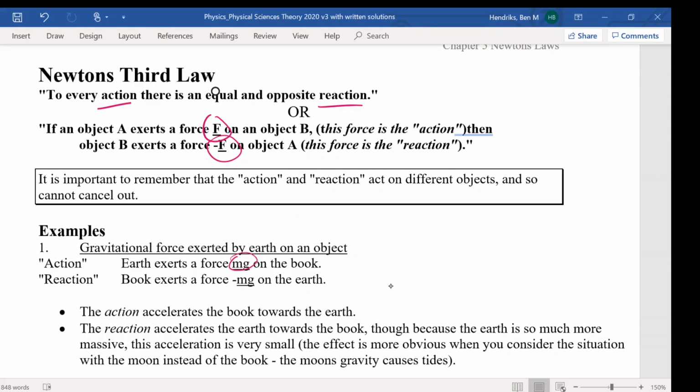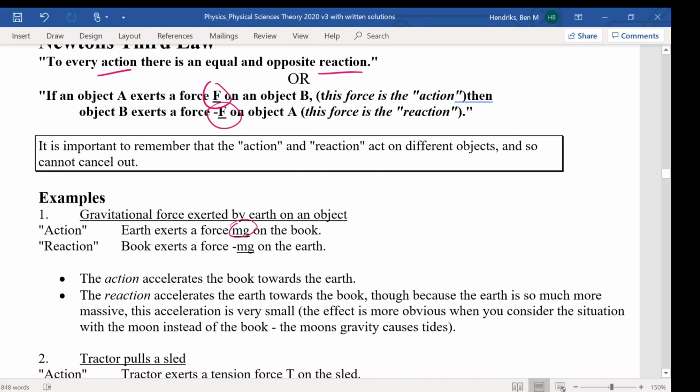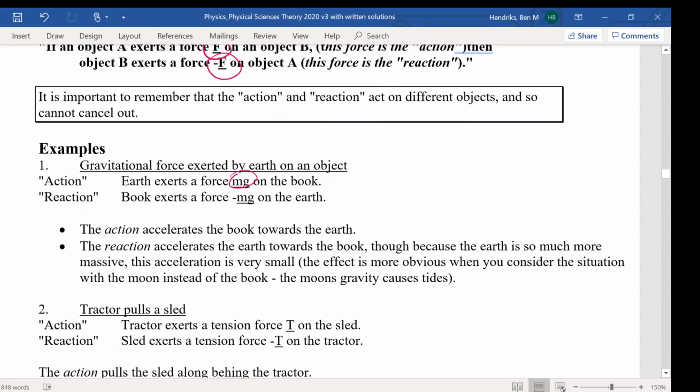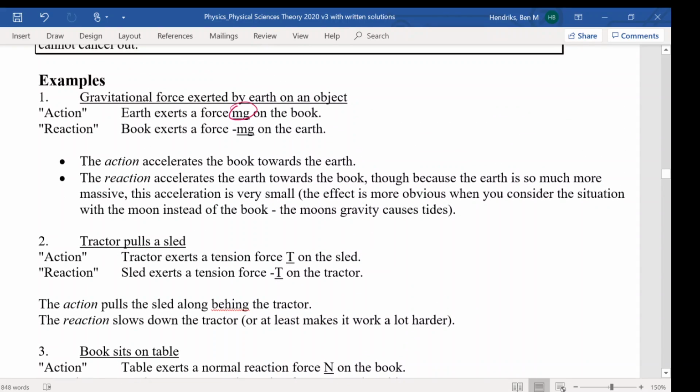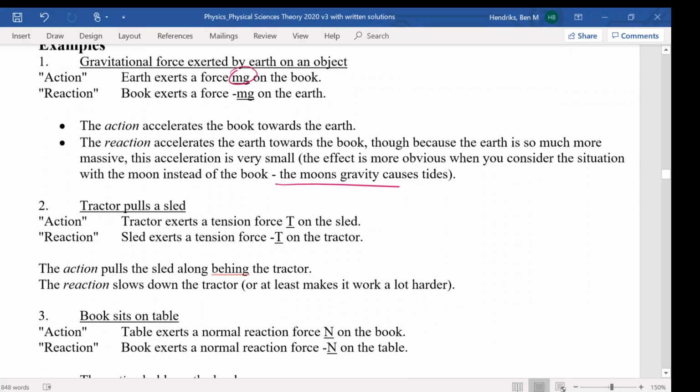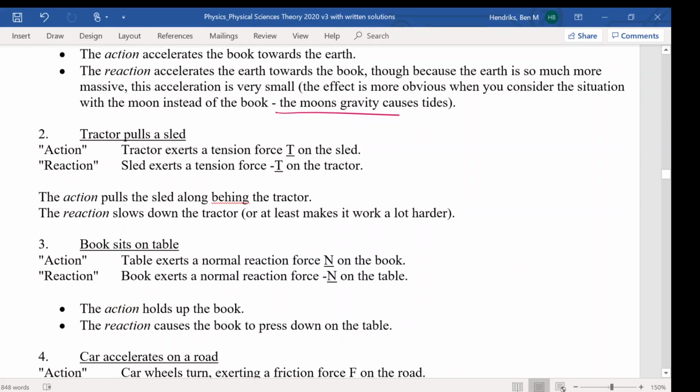It's just that because the Earth is so massive compared to the book, the action or reaction is negligible. So obviously the book is not big enough to move the Earth, but the Earth is big enough to move the book. And the little examples down the bottom talk about the moon's gravity causing tides and things like that, so feel free to read those through.